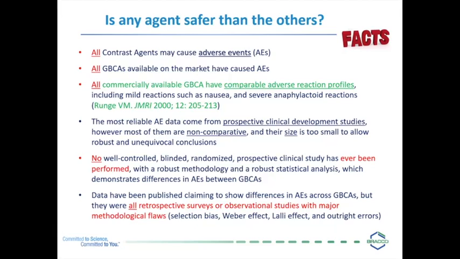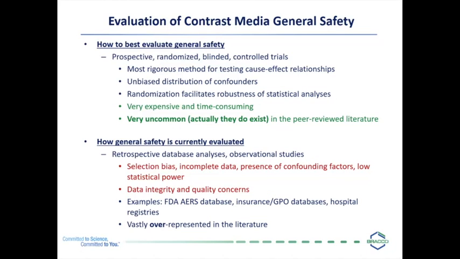The most reliable source of adverse event data is from prospective development studies. Unfortunately, most of them are non-comparative and their size is too small to allow robust and unequivocal conclusions on GBCA comparability. Irrespective of any methodological flaw, these data have been published claiming to show differences in adverse events across various GBCAs, but they were all retrospective surveys or observational studies with serious selection biases, Weber effect, Lally effect, and outright errors. What would then be the best way to reach a solid and indisputable conclusion on this subject?